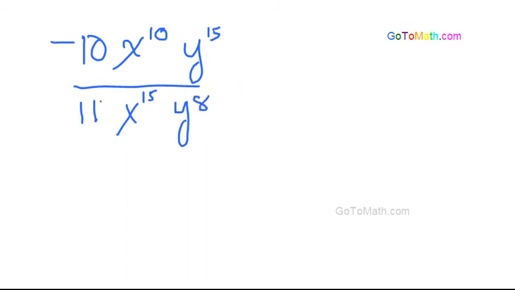So we got negative 10 x to the 10th, y to the 15th over 11x to the 15th and y to the 8th. Alright, well this 10 and this 11, there's not much we can do with that. Those count. We can't do anything with that.